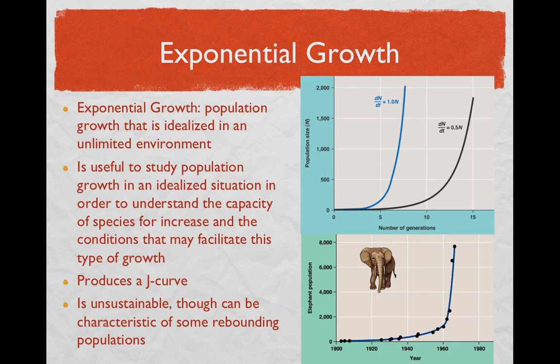So most populations won't go through exponential growth, unless they're introduced into a new area, or something wipes out a large number of individuals, or there's a huge mass exodus in a particular area. But these are going to produce those characteristic J-shaped curves that you see here. But it's not sustainable. So most populations will go through some period of exponential growth early on, but they're not going to stay there.